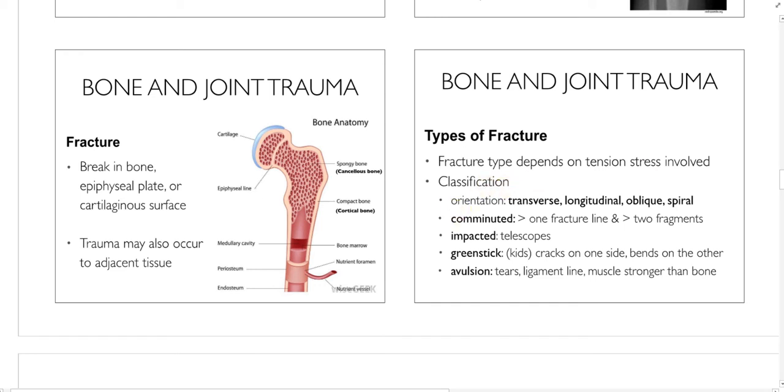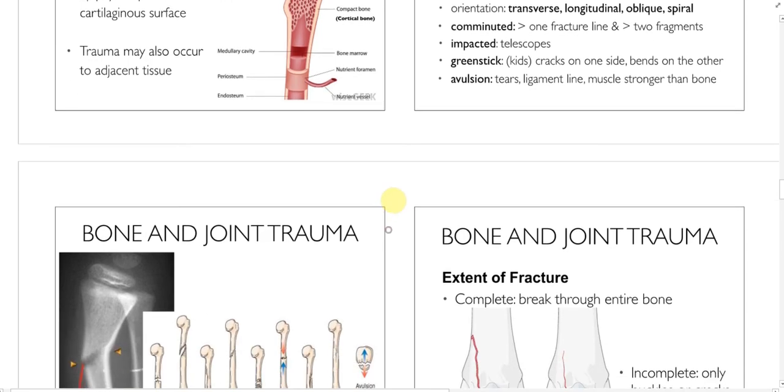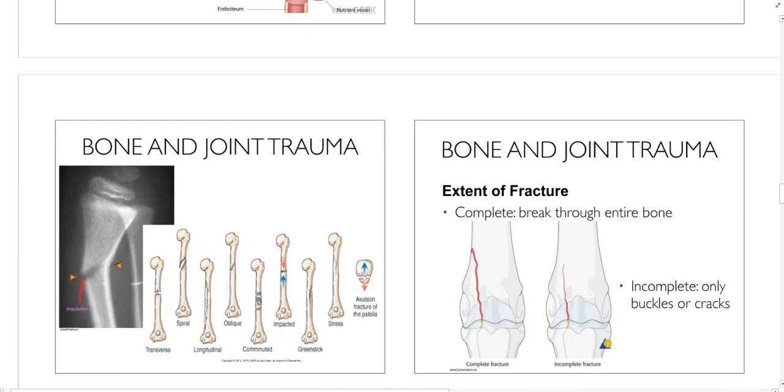Okay, so we have several classifications. We can have transverse. So we got our transverse fracture here, so that's just being straight across. Spiral, where it kind of wraps around the bone as it goes up. Longitudinal, where it runs the length of the bone. Oblique, which is at an angle, not spiraling around the long bone. Comminuted is going to be where it breaks off into a bunch of little bones. These are a pain in the butt to fix.